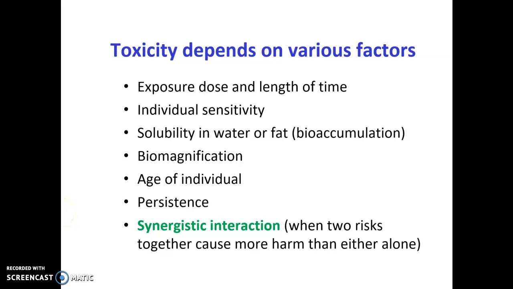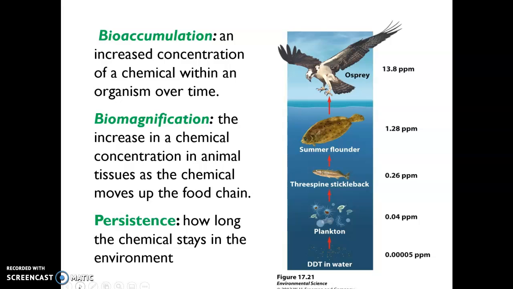So we were looking at some of the factors that affect the toxicity of a chemical, and I'd like to take a minute more to review some of these in more detail. The first one is bioaccumulation, and you'll remember this from several chapters ago. But bioaccumulation is when there's an increase in the concentration of a chemical within an organism over time. That particularly happens when a particular chemical can be dissolved in fat, so stored in fat, so it accumulates.